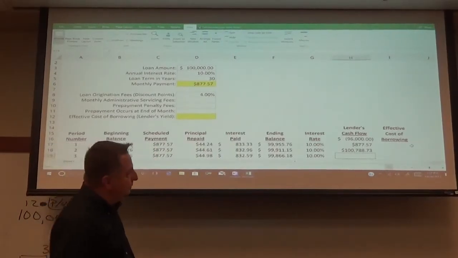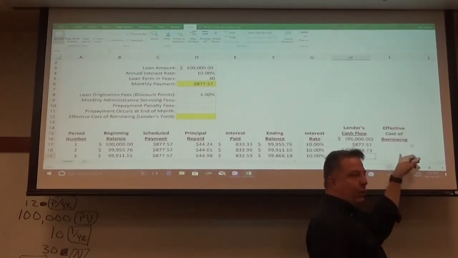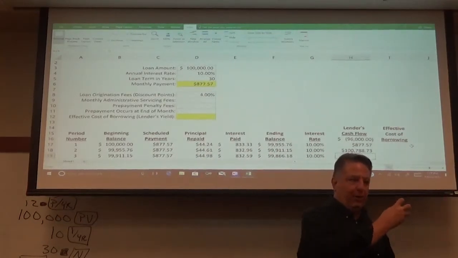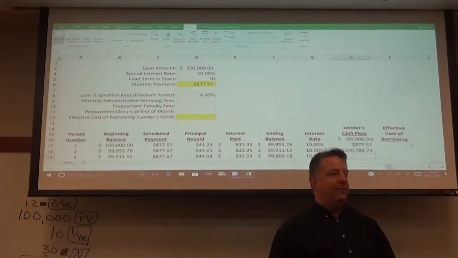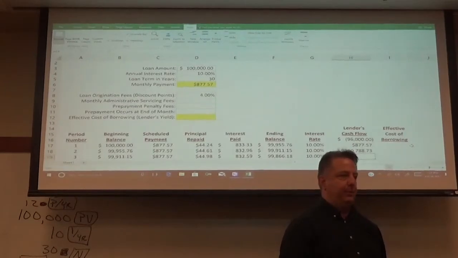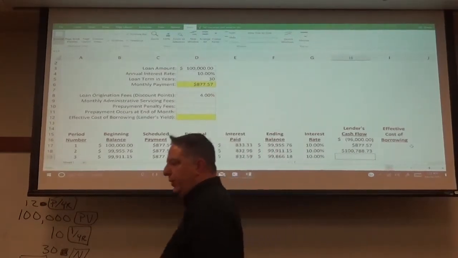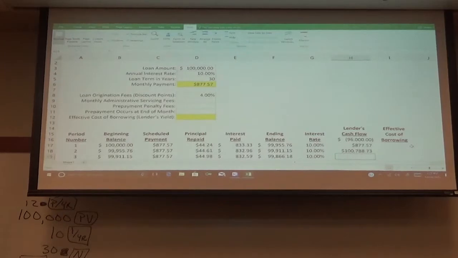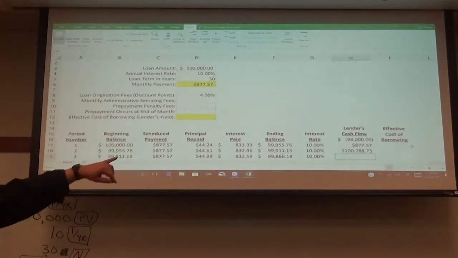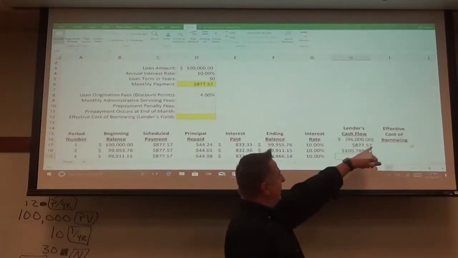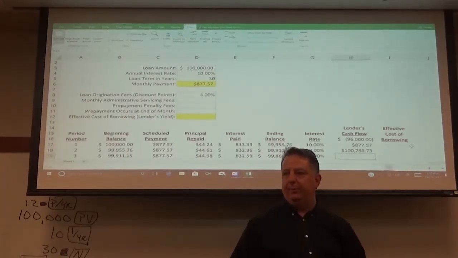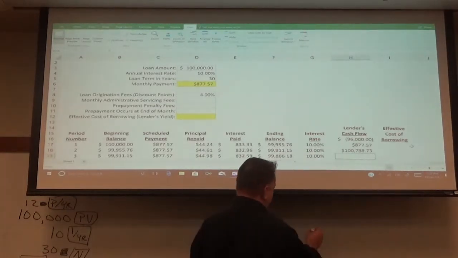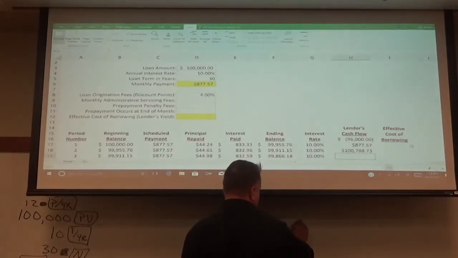Okay? Now, what we want to be able to do, however, and this is where I'm getting with all of this, is we want to be able to calculate an effective cost of borrowing for every single month. Okay? And in order to do that, we've got to set up the logic to be able to accomplish that. So this effective cost of borrowing, in essence, is going to be an internal rate of return calculation. Okay? And so if you're doing it on the calculator, it's going to be 1 or 12 payments per year.